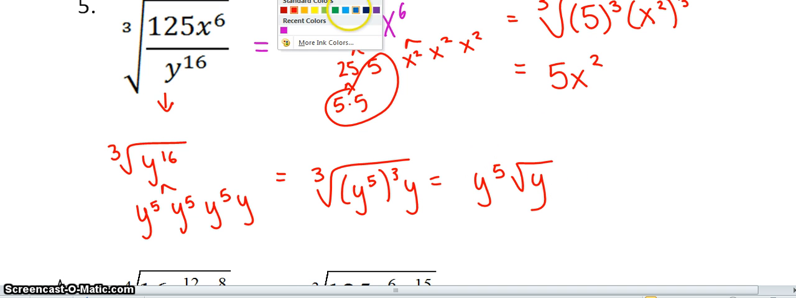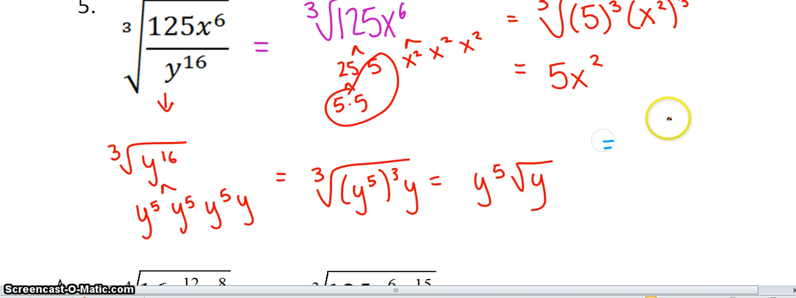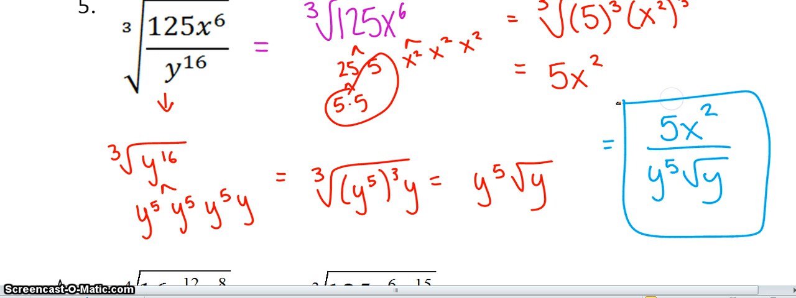Now, we've done both the numerator and the denominator. The last step would be to rewrite the problem as it was. The only reason I separated it was to make it a little bit easier to look at. So that would be your final answer at the end. You don't have to do all the steps I did, but it helps to know where things come from.